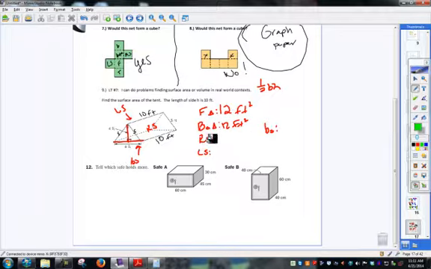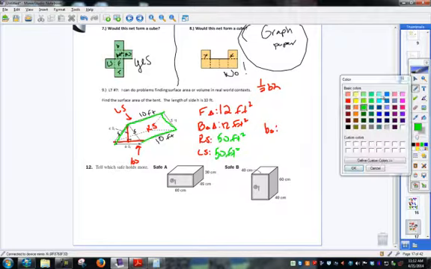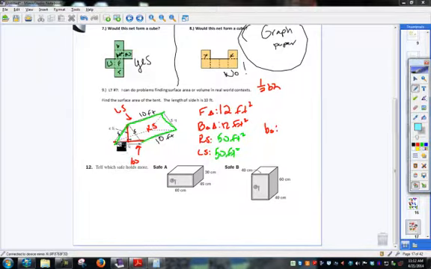Okay, now I'm going to do the right side. So I know that this is that dimension by that dimension. 10 times 5 is 50 feet squared. I know the left side has got the same exact dimensions. That's not always going to be that way, but it is 10 by 5, which is 50 feet squared. Okay, and then the bottom, which I'll do in this light blue color, would be 6 by 10, right? 60 feet squared.